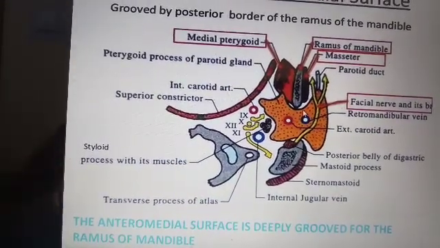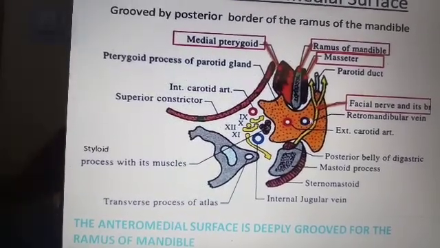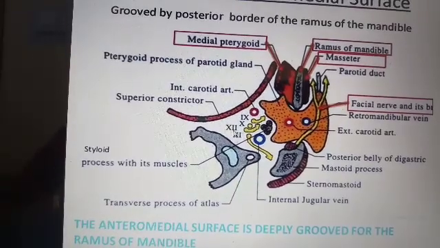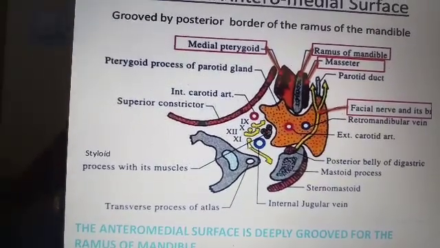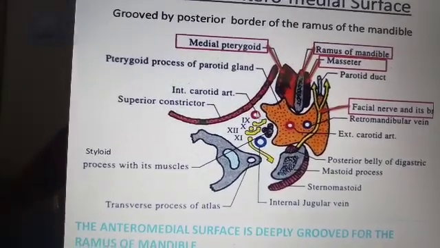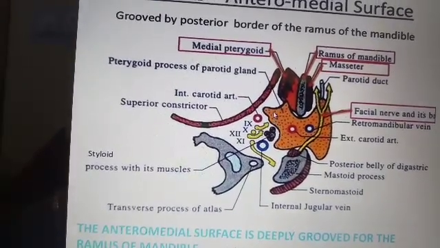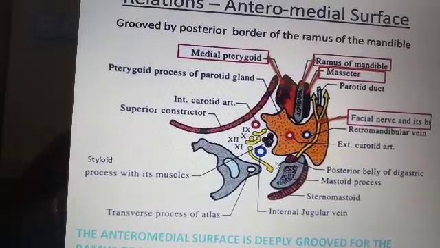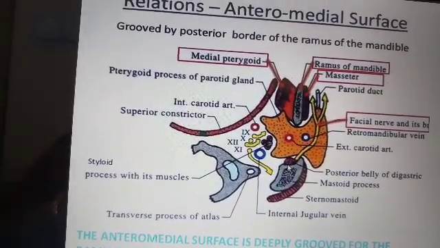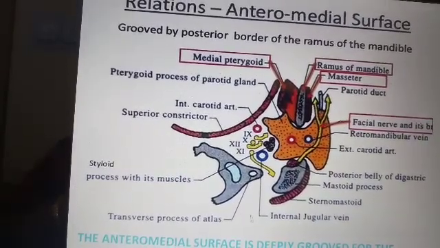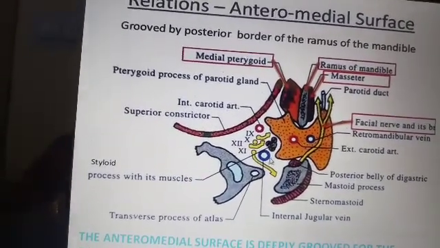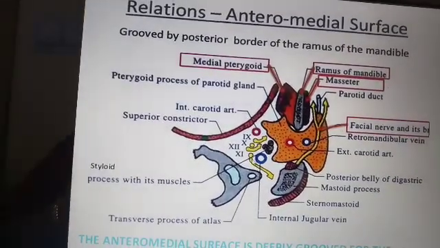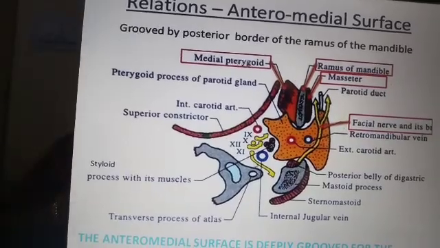So the facial nerve is passing in a groove through the gland and is dividing it into a superficial and a deeper zone. And posteromedially, we find that it is related to the pterygoid process of this parotid gland. It is related to the mastoid process, the sternomastoid muscle, and the posterior belly of digastric. This is the entire posterior region, and here there is the internal jugular vein, and the internal carotid artery is there also, in between which pass the 4 important cranial nerves.